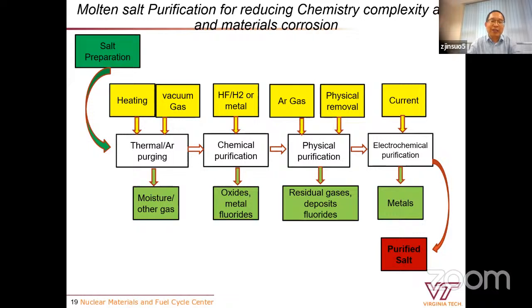So you remove the oxide, you remove metals, you remove metal fluoride. The H2 can remove the metal fluoride. And we use argon to purge again and push out all this dissolved HF and H2. And then we do the physical purification. So you get all these residual gases out. You get all your solid deposit, oxide, and some fluoride that is not dissolved into your system out as well.